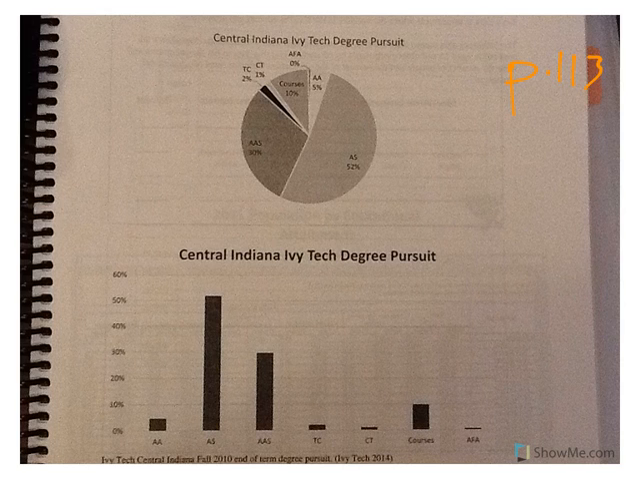So what you see, basically both of these graphs, we got a circle graph up here on top, and we got a bar graph on the bottom. Notice that they show the exact same thing. They're both talking about Central Indiana Ivy Tech degree pursuit. So they got the different types of degrees, and they're both in percents. So what this does, it shows you two different ways to represent the same data.